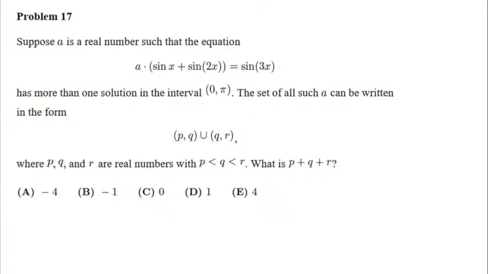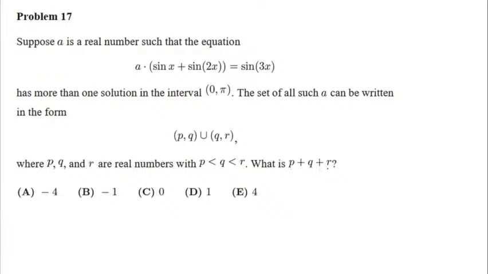AMC 12A 2022 problem number 17. It says, suppose A is a real number such that the equation A times sine x plus sine 2x equals sine 3x has more than one solution in the interval open 0, open pi. The set of all such A can be written in the form open P, open Q, union open Q, open R, where P, Q, and R are real numbers with P less than Q less than R. What is P plus Q plus R?